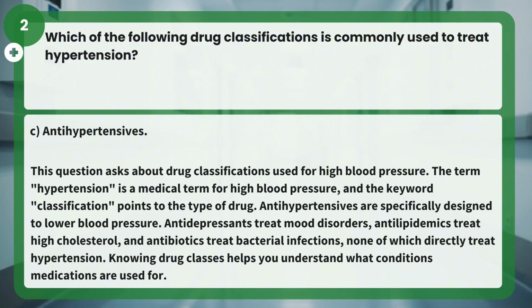Answer: C. Antihypertensives. This question asks about drug classifications used for high blood pressure. The term hypertension is a medical term for high blood pressure, and the keyword classification points to the type of drug. Antihypertensives are specifically designed to lower blood pressure. Antidepressants treat mood disorders, antilipidemics treat high cholesterol, and antibiotics treat bacterial infections, none of which directly treat hypertension. Knowing drug classes helps you understand what conditions medications are used for.